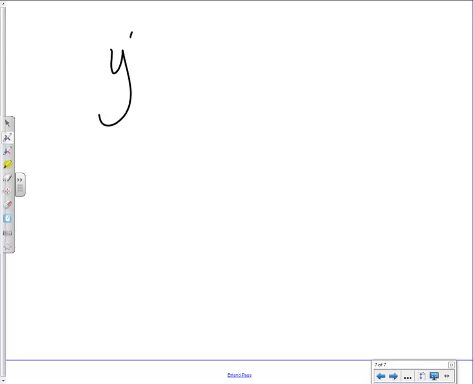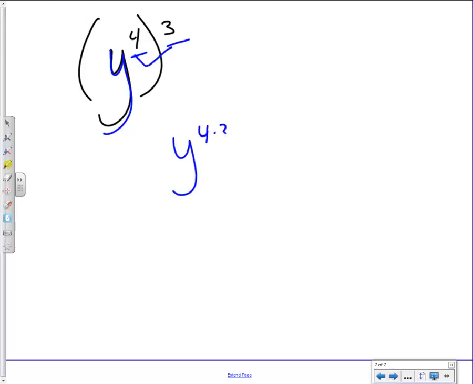All right, y to the 4th power raised to the 3rd power. So is it rule 1, where they both have bases, it's a multiplication problem, and I add the exponents? Or is this a base raised to a power raised to a power? Right, it's the second one, so it's a power raised to a power. Why? Because this 3 does not have a y to go with it. When you see that happening, you multiply, so it's y, 4 times 3, which is y to the 12th power, my final answer.